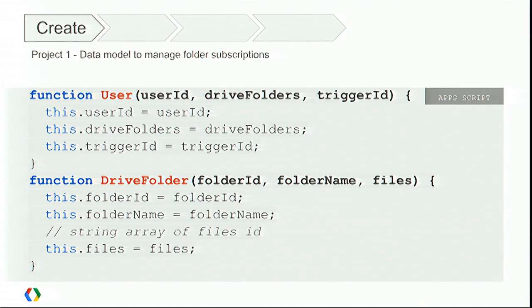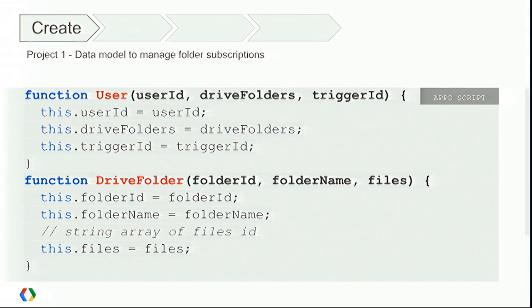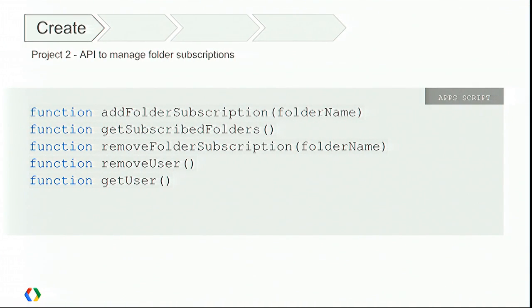And this is the data model that we want to use. So these are the JavaScript objects that eventually will be stored in ScriptDb. The first class is the user class, which, when a user subscribes to a folder, a trigger gets created for the user, and we keep track of what folders you want to subscribe to and the files and things like that. All of this gets stored in ScriptDb. And for the folder subscription API, we implement all of these functions where you can add subscription, remove, and things like that. Pretty simple stuff, right?